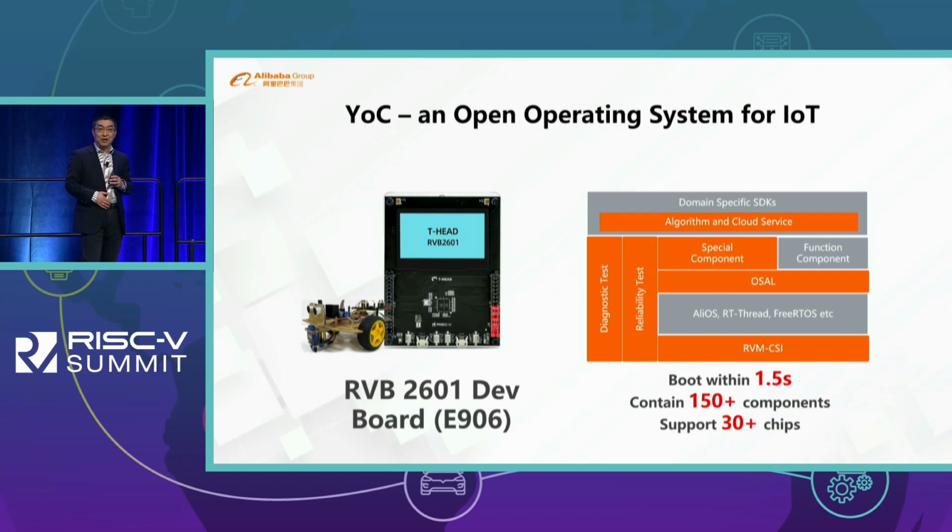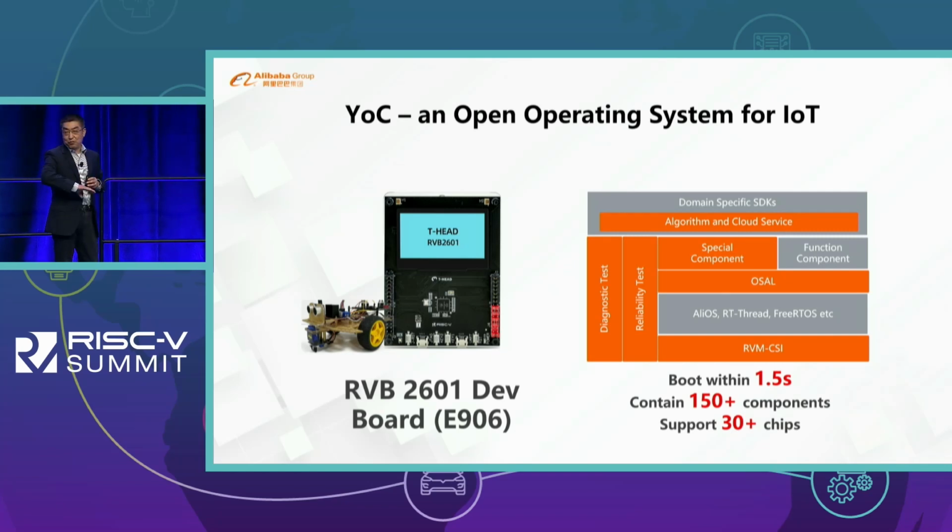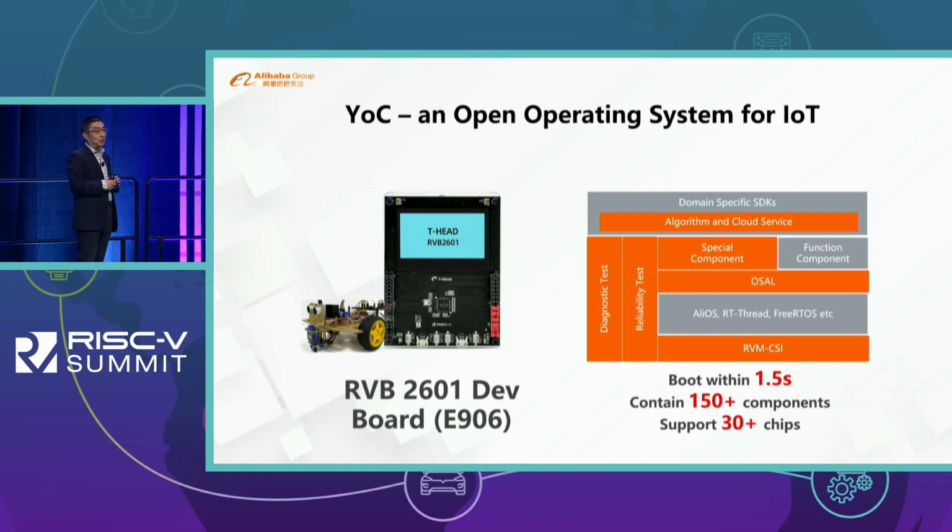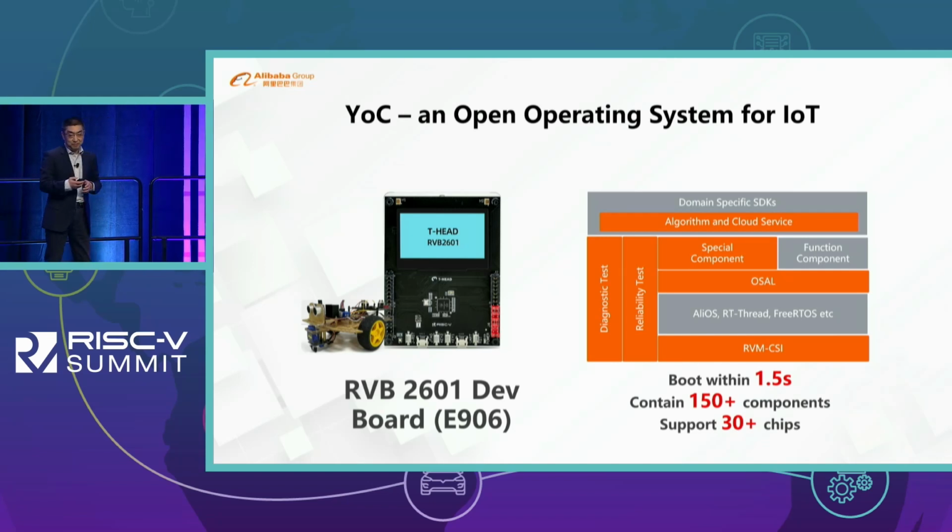RVM is the RISC-V interface for MCUs. Currently, we include 150 components and 30 more companies are using this. The left-hand side is the development board we use to demonstrate how that works. That board includes the embedded 906 Xuantie CPU, which is also a RISC-V machine.